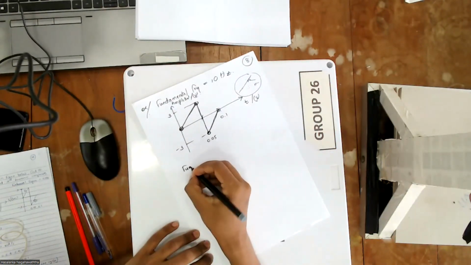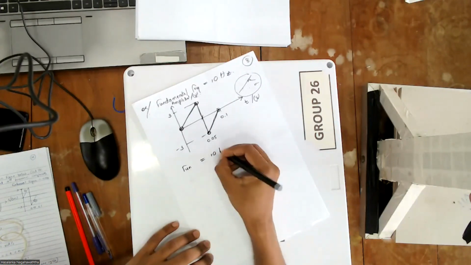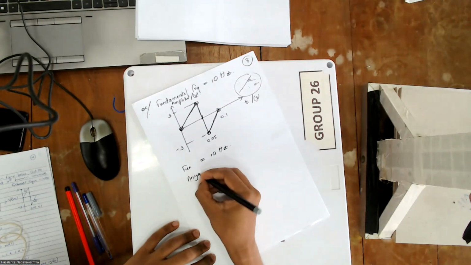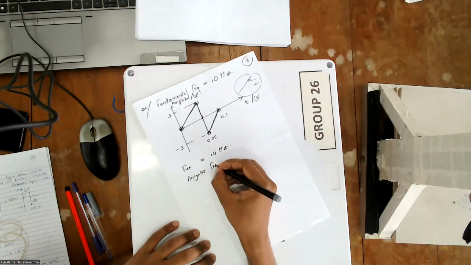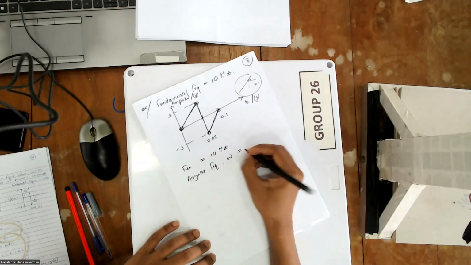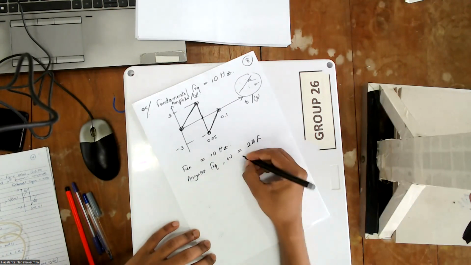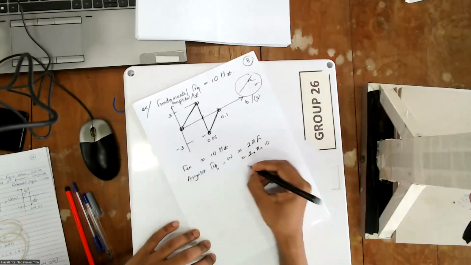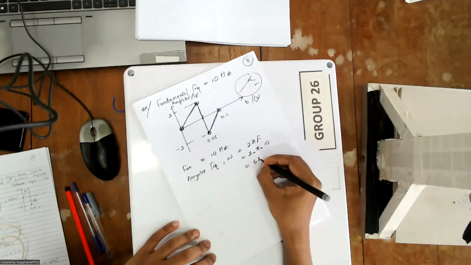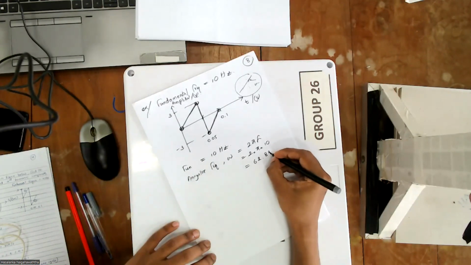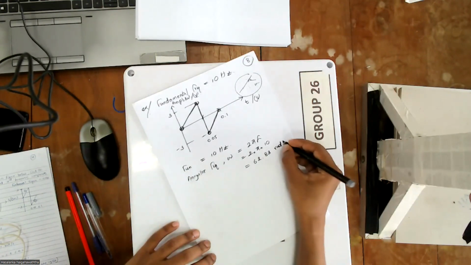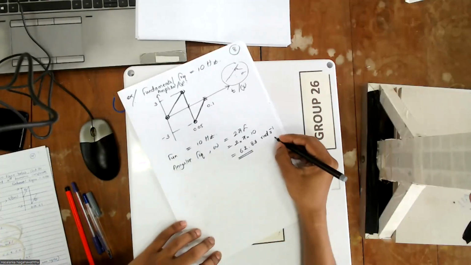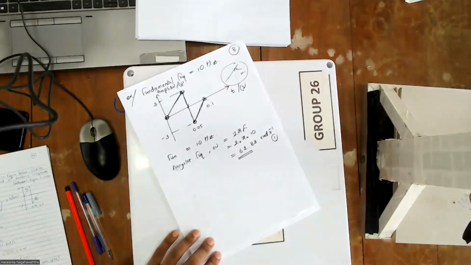Fundamental frequency is given as 10 Hertz, and angular frequency omega is 2 pi f, and 2 pi f is 10. Here you receive 62.83 rad per second. 1 mark.